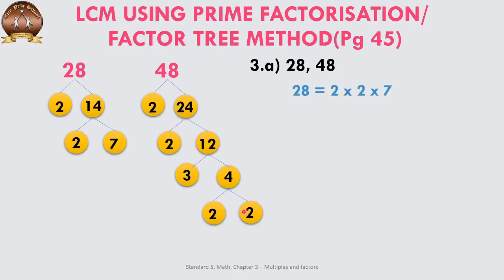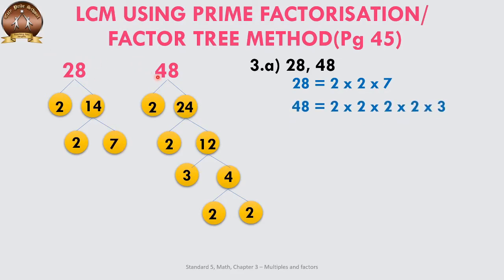We will just write the factors of the numbers, that is 2 into 2 into 7, we will get 28. Similarly, for 48, we will get 2 into 2 into 3 into 2 into 2. But we write it in a sequence starting from the smaller numbers going to the bigger numbers. So we just write them as 2 into 2 into 2 into 2 into 3.